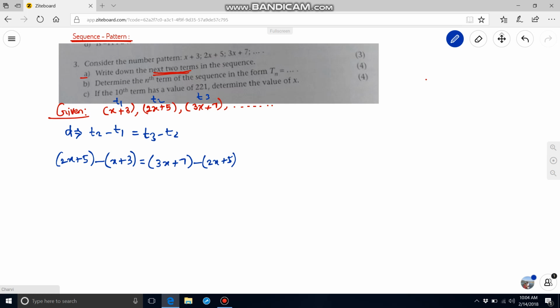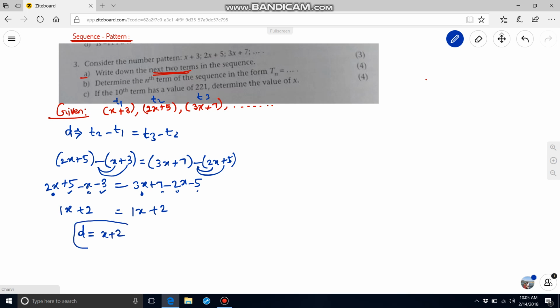We can remove the brackets by expanding, which gives 2x plus 5 minus x minus 3. This is the left hand side. Here the first part is 3x plus 7, and this is giving minus 2x and minus 5. Now we can compare the like terms, which have the same variable. 2x minus 1x gives 1x, and 5 minus 3 gives 2, which means x plus 2. 3x minus 2x is again 1x, and 7 minus 5 gives 2. So we got the same difference on both sides. Here we can say the difference is x plus 2 only, meaning the numbers are adding by x plus 2.